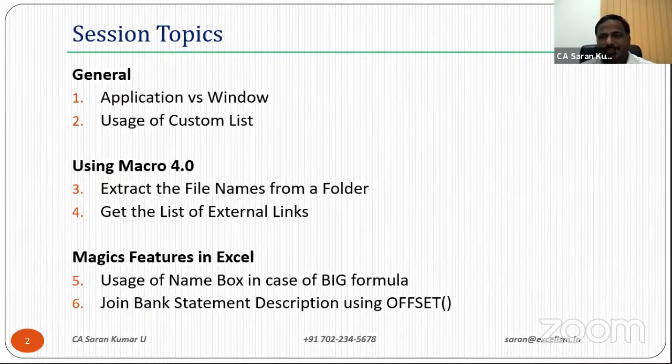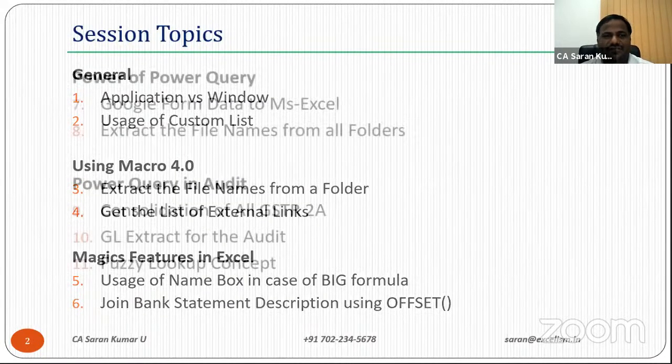I said description is very important because if you want to get a lot of inferences out of the data in the bank statement, description is the one which is most important. In fact, he has removed the description. When I asked him, he said, Saran, unfortunately, description is coming into more than one row. That's the reason I have removed it. How can I join the entire description together into one single line when you have a description segregated into 3 to 4 lines? That is one case study I'm going to explain by using the offset function.